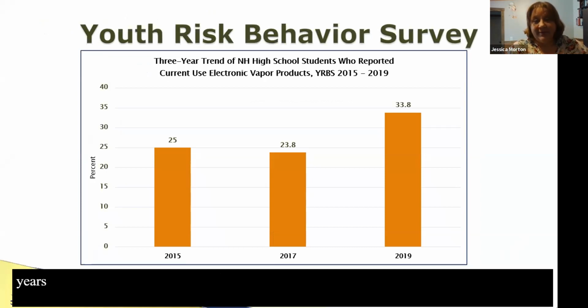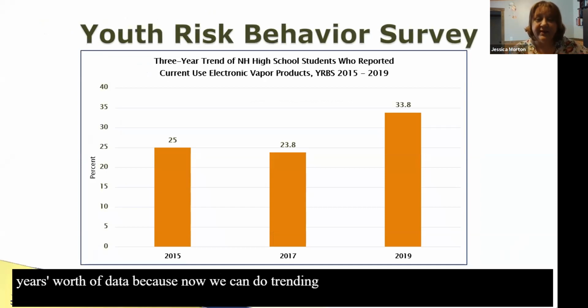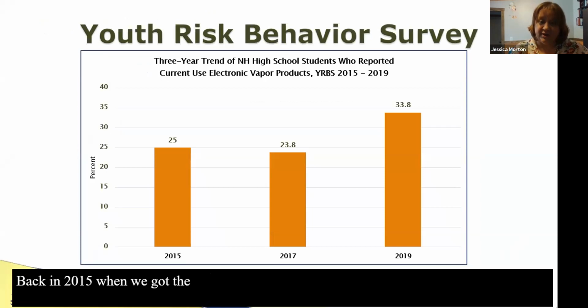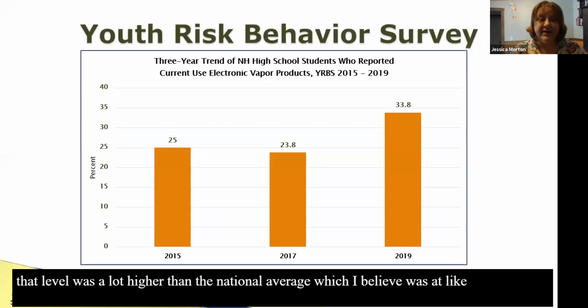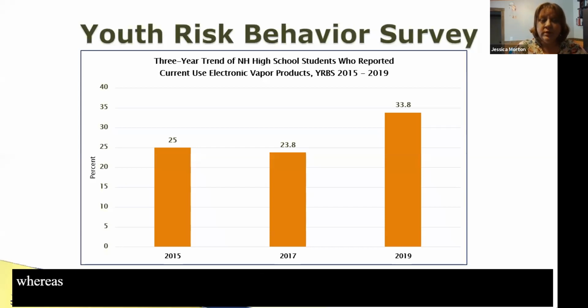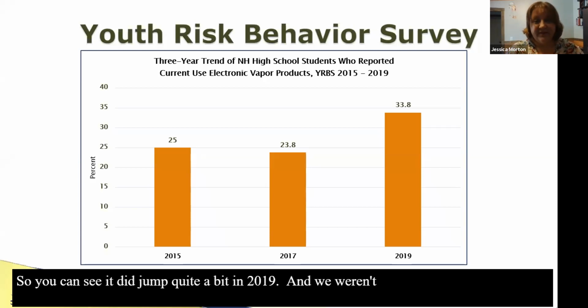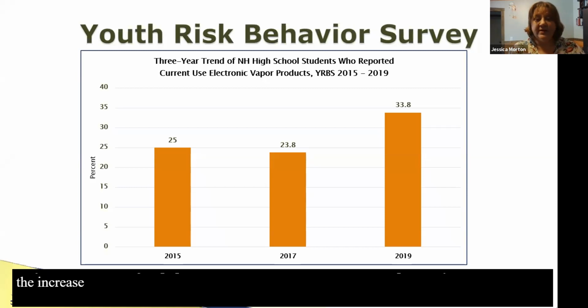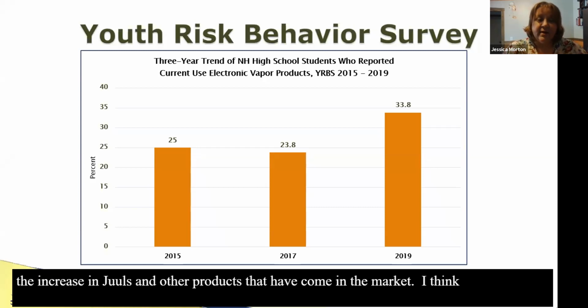And so back in 2015, when we got the results, we were really concerned in New Hampshire because that level was a lot higher than the national average, which I believe was like 10 or 12%, whereas we were at 25%. So you can see it did jump quite a bit in 2019, and we weren't surprised by that because of the increase in Juuls, as well as other products that have come on the market since 2017. And I think you all can attest to that, you've seen it in your communities. Next slide.